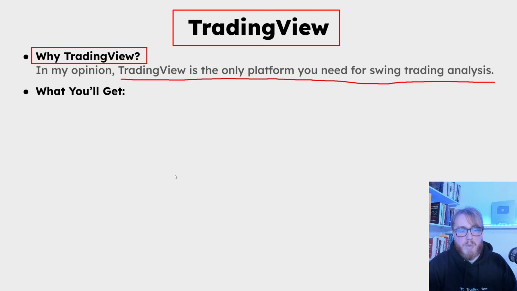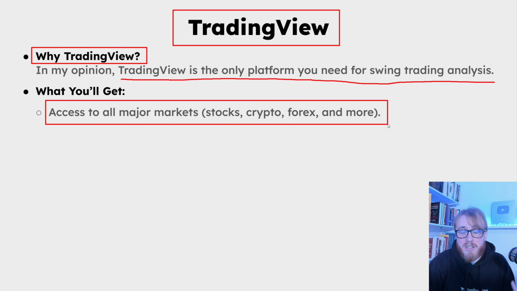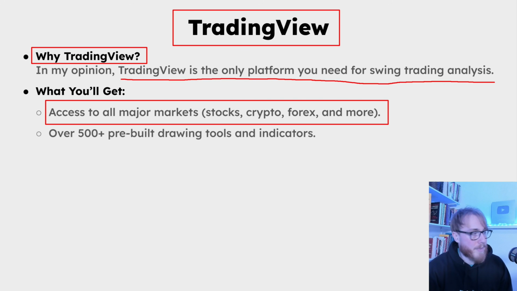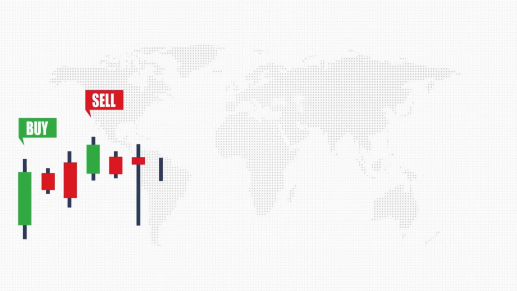But what do you get when you sign up for TradingView? Well, first of all, you will get access to pretty much all major markets. You can find pretty much all stocks, pretty much all cryptocurrencies, pretty much all forex pairs. It has access to pretty much all markets you can ever wish for. And also, it has over 500 pre-built drawing tools and indicators. So these are technical analysis tools you as a trader can use to find buy and sell opportunities.